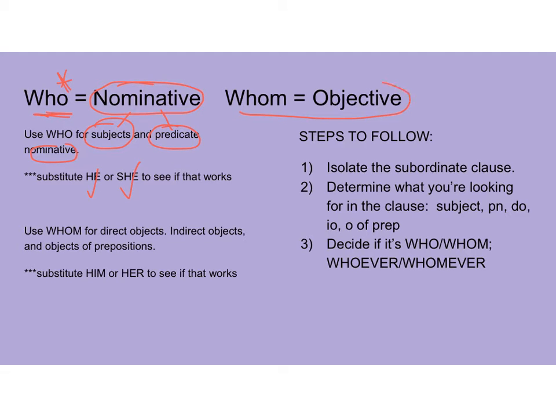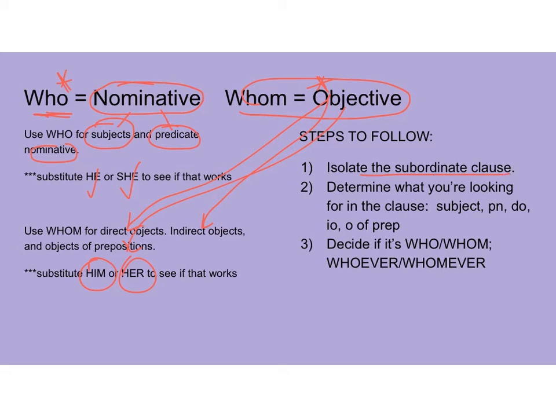When you want to choose whom, this is what we say is an objective case pronoun. We're going to use objective case for direct objects, for indirect objects, and for objects of the preposition. If you can substitute him or her and see if that works, then you know you're going with whom without a problem. Okay, so these are the steps that you follow.